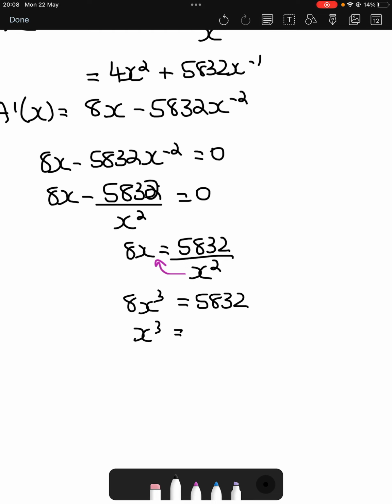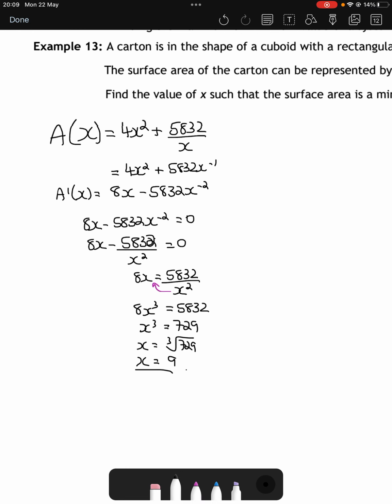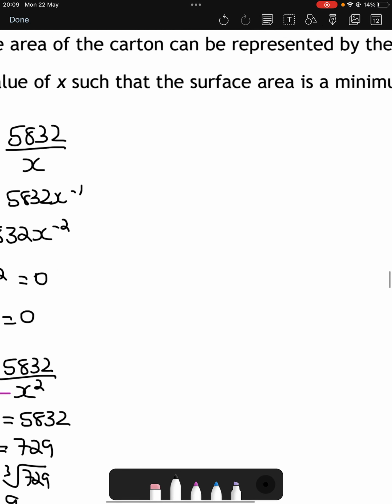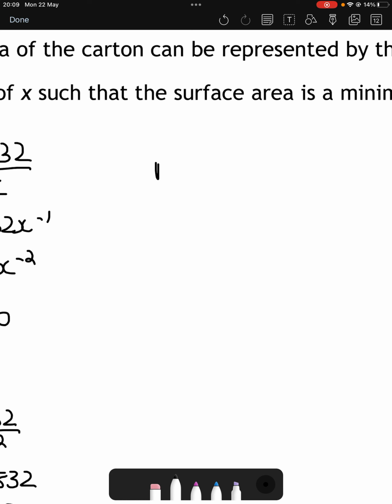Should obviously be, well, calculator. Cube root, and we get 9. Okay, so our x value is 9, but what we need to do is prove it's a minimum. Okay, I know it's only the answer, but we're going to need to do a nature table to prove it's a minimum.